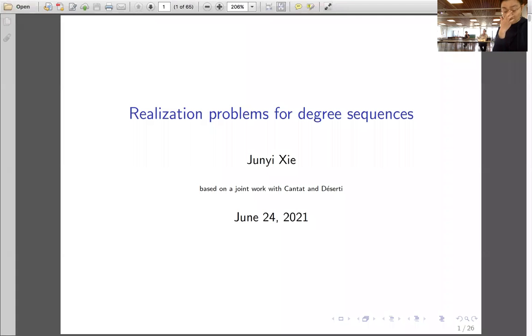So I guess this time also there's some other conferences going on, so that might explain why the number of attendees goes up and down.